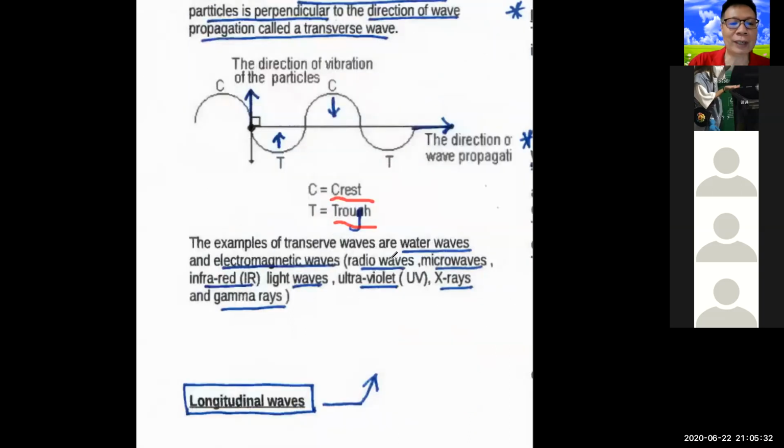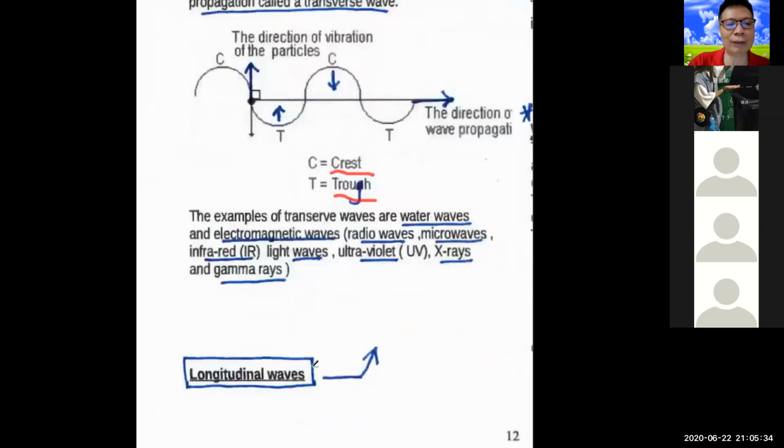Okay, now we move into the next one, longitudinal wave, another type of wave. Longitudinal wave. Just now was transverse. Now it's longitudinal wave.